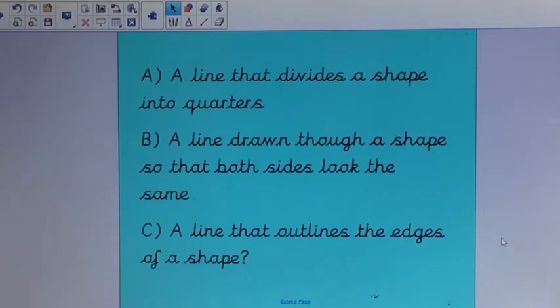3, 2, 1. Okay, it was of course B, a line drawn through a shape so that both sides look the same. So now that we know that, we're going to have a look at some 2D shapes and see if we can identify where the lines of symmetry might be.